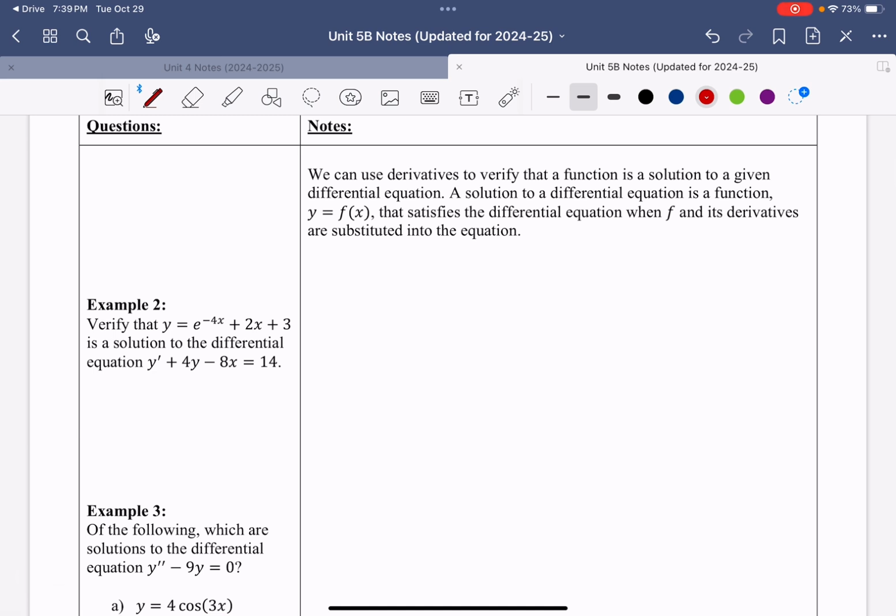Okay, so this subset of questions is going to talk about using derivatives to verify that a function is a solution to a differential equation. The solution to a differential equation is going to be a function that satisfies the differential equation when f and its derivatives are substituted into the equation. So whenever it says that we need to verify something, that means we need to show the truth. We just need to use our knowledge of derivatives and substitution to make sure that one side of the equation equals the other.